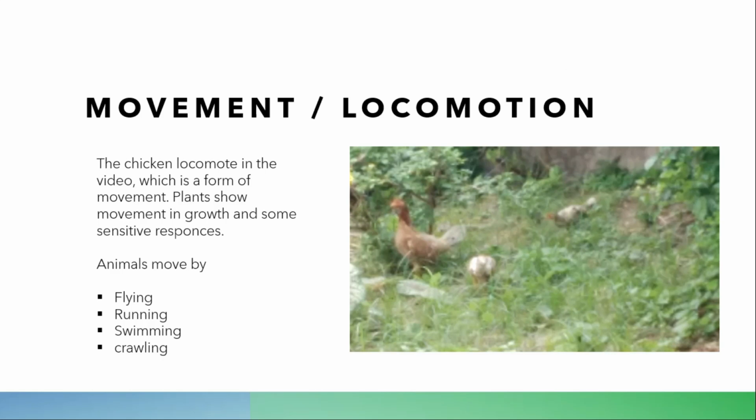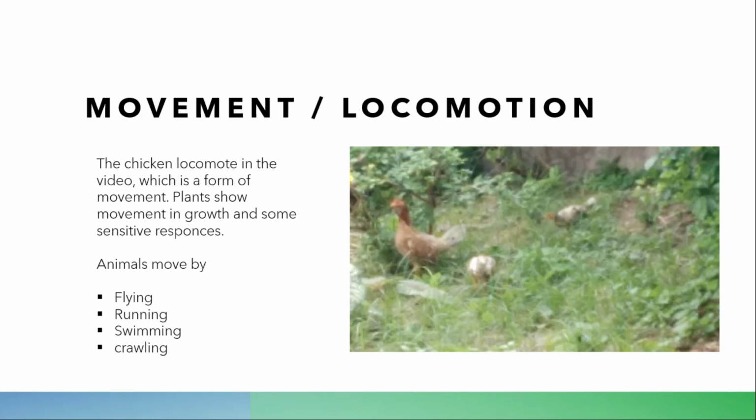Now, movement and locomotion. I have a little video here I did in the back of my yard. I saw some chicken. These are really friendly chicken. They come to look for me every day, it seems. The chicken locomote in the video, which is a form of movement. So locomotion, of course, is a form of movement. Plants show movement in growth.